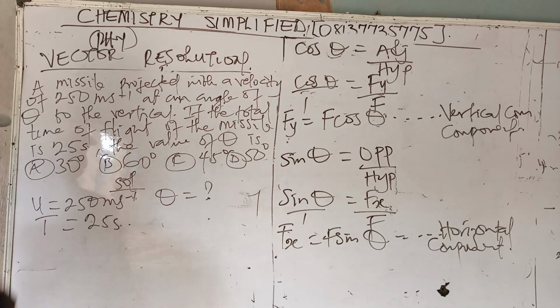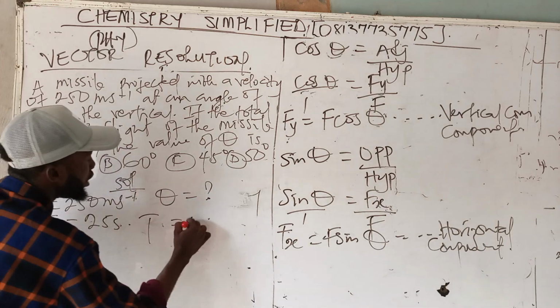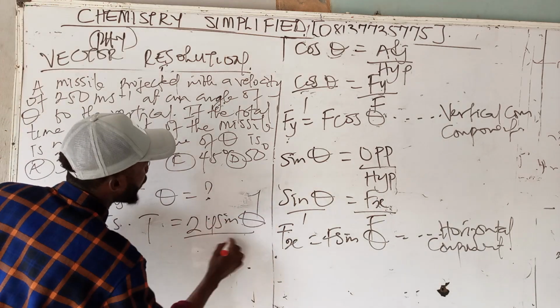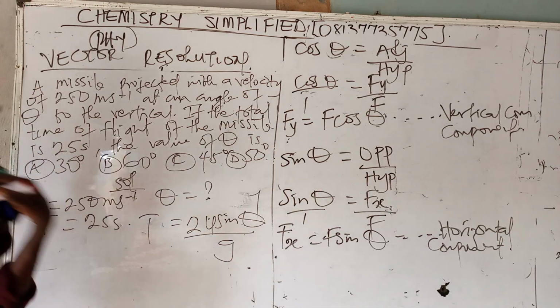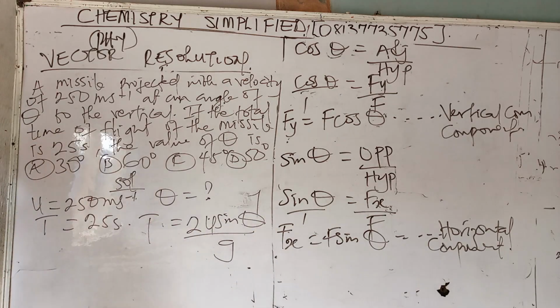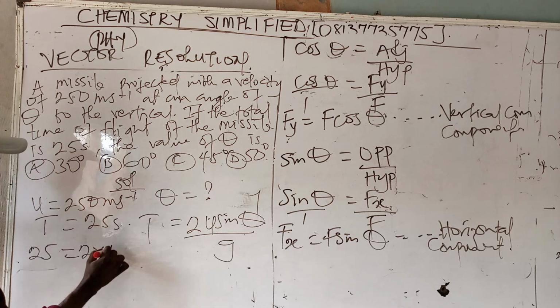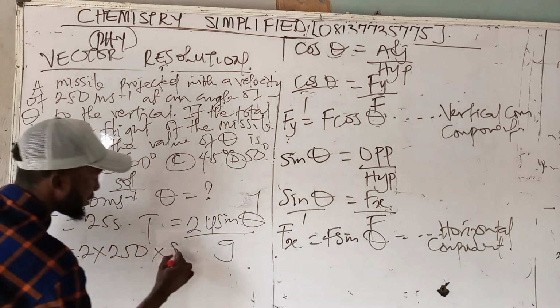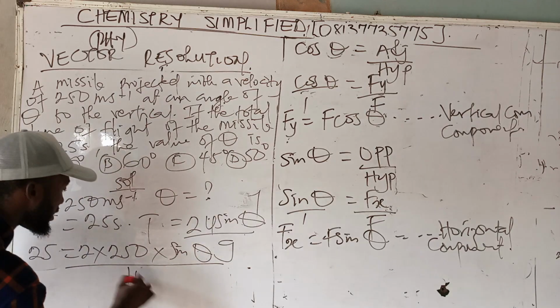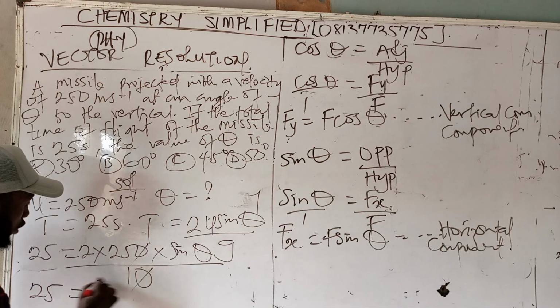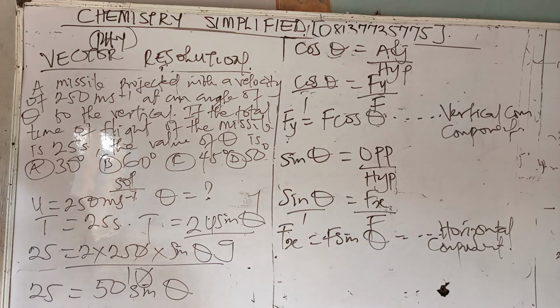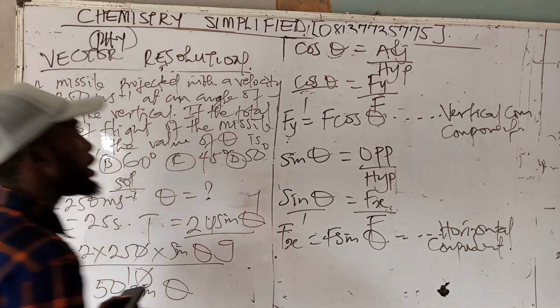As a good physics student, you just saw total time of flight, and you know the formula: T equals 2u sine theta over g. Your g is gravity. But you don't look at what they ask you. You are just looking for the value of theta. Now, our time of flight is 25 equals 2 times 250 multiplied by sine of theta all over 10. So we have 25 equals 50 sine of theta. What are we looking for? Theta.